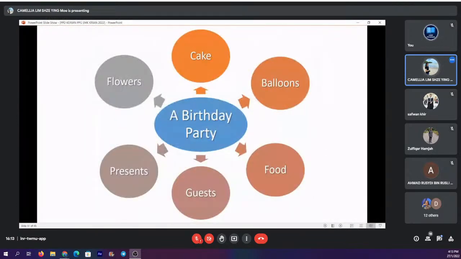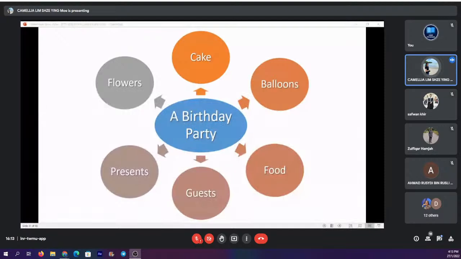Now that that's done, let's get on with the actual part 3. So here's a sample question. This is a question that came out for part 3 of the speaking paper during the SPM trial examination at my school. The topic was elements needed for a birthday party. And these were the 6 elements as presented in the graphic organizer.